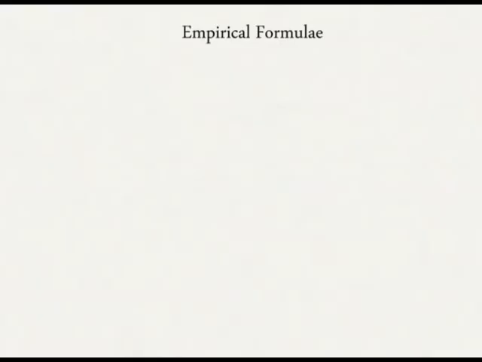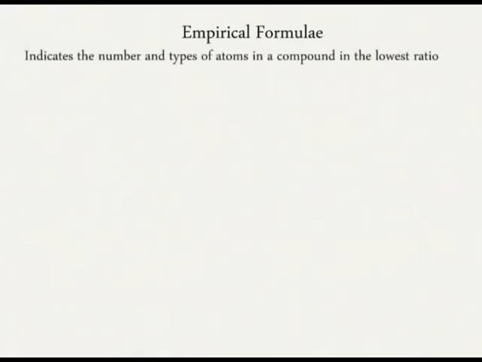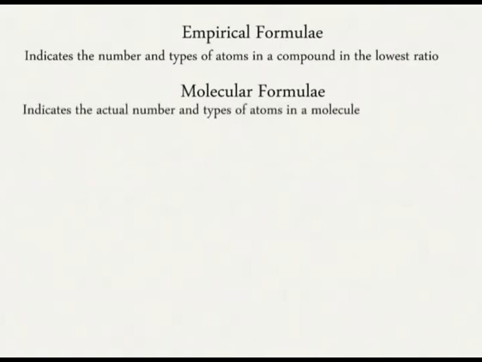Next item, empirical and the molecular formulae. Now, an empirical formula is the formula that indicates the number and types of atoms in a compound in the lowest ratio. A molecular formula, on the other hand, is the formula that indicates the actual number and types of atoms in a molecule. The empirical formula can always be determined from the molecular formula, but the reverse is not possible.